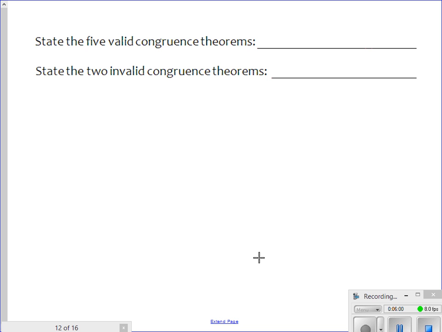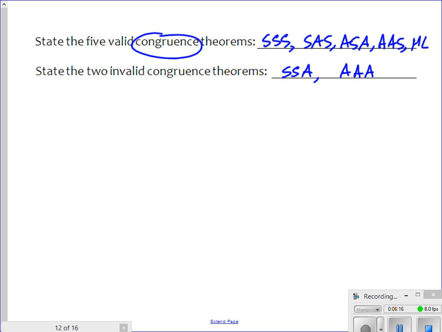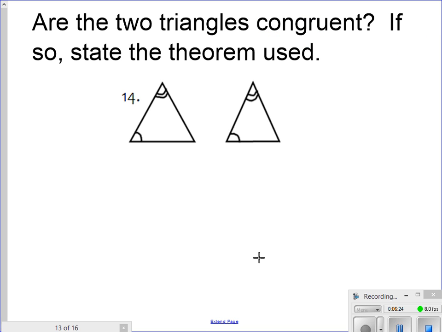The 5 congruence theorems, so this is shifting gears. Remember that would be SSS, SAS, ASA, AAS, and then finally HL. And the two things you're never allowed to use, SSA and AAA. And remember congruence is the exact same size versus similar, where one version is bigger than the other or smaller. So are they similar or are they congruent? If so, state the theorem used.